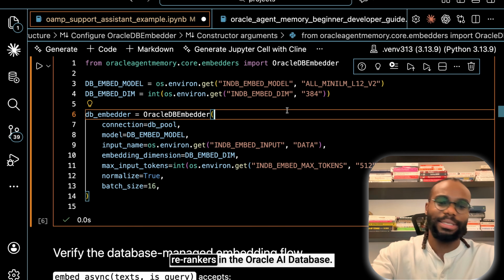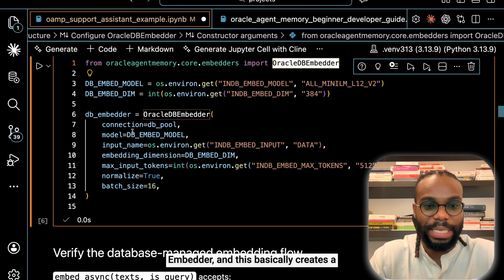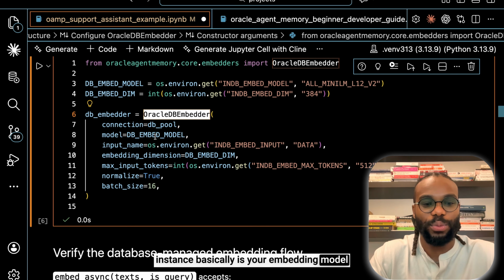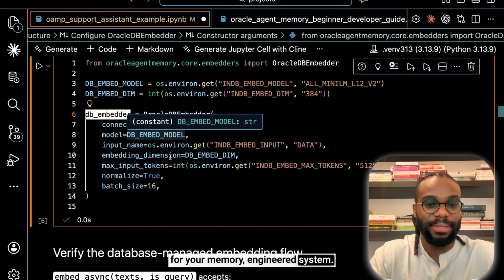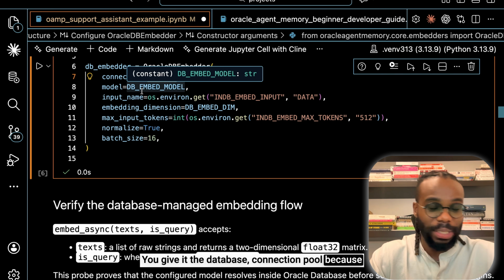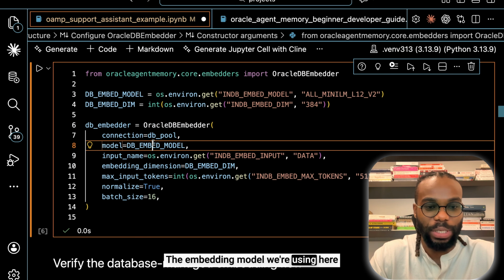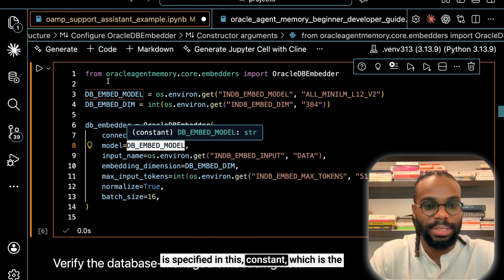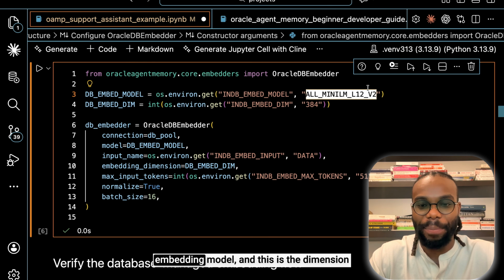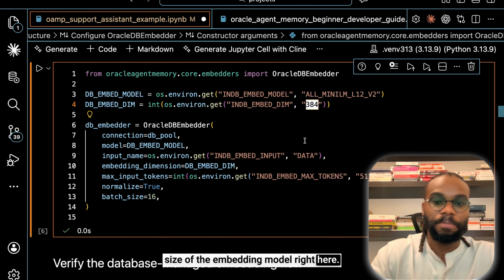And you can also put rerankers in the Oracle AI Database. You have this class, which is an Oracle DB embedder, and this basically creates an instance, which is the embedding model for your memory engineered system. We have this DB embedder, and you give it the database connection pool, because remember, the embedder lives in the database. You specify the embedding model. The embedding model we're using here is specified in this constant, the in-DB embed model, which is this specific embedding model. And this is the dimension size of the embedding model right here.